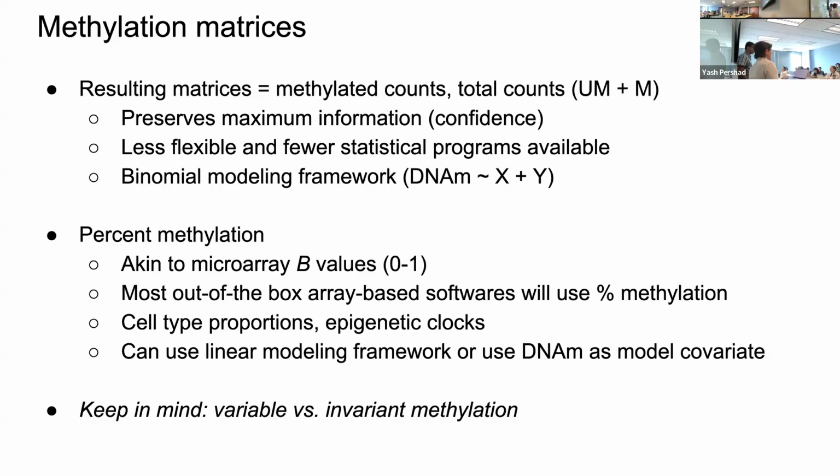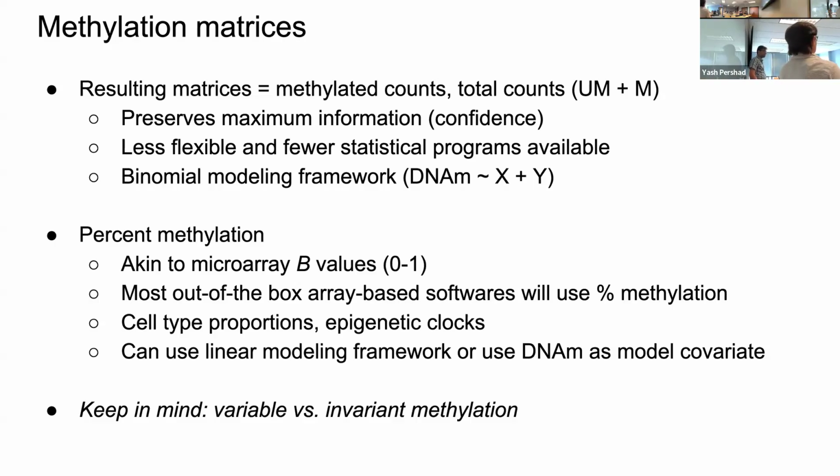However, there's a lot of reason to work with percent methylation matrices. These are really akin to what comes out of a microarray. So the EPIC array works off of beta values, which are scaled 0 to 1. This is essentially a percent of methylation. So that is the closest approximation between the technologies.